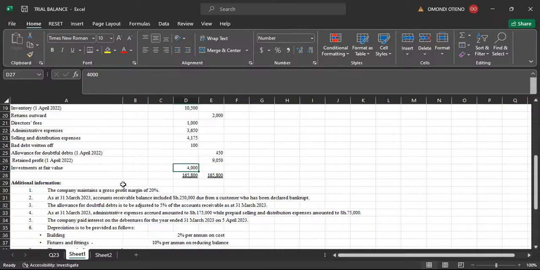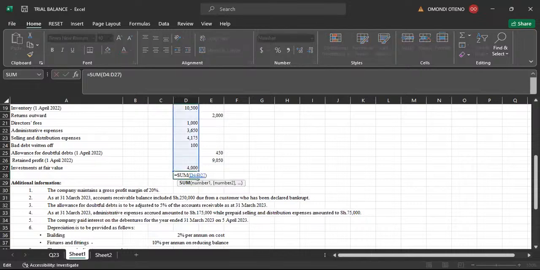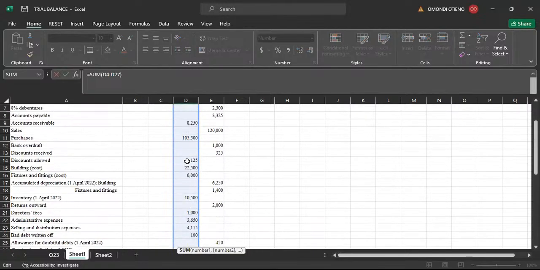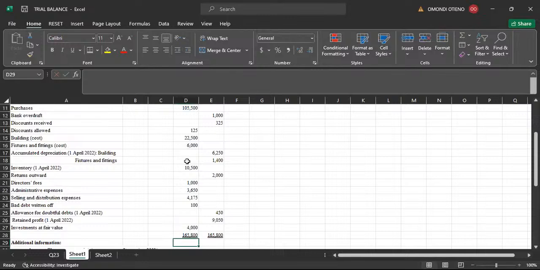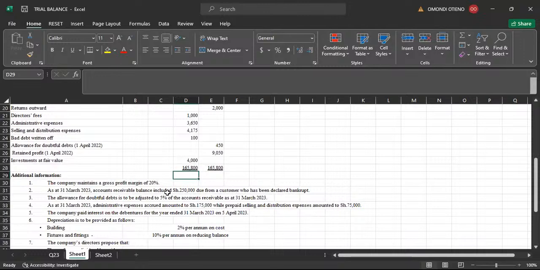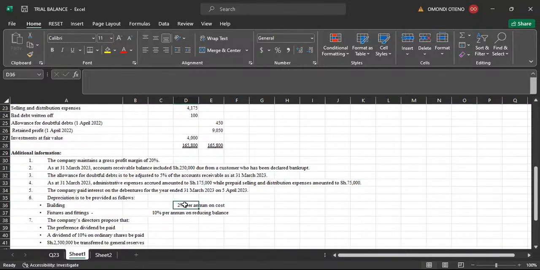Then we now look at the additional information. So the first thing that you need to do is your trial balance balancing. That's the first thing. If you're not given this total, you have to confirm. You have to confirm. So when you talk about fair value, if you look at the fixed assets, we are given the depreciation rates or the depreciation amount as in the other question.